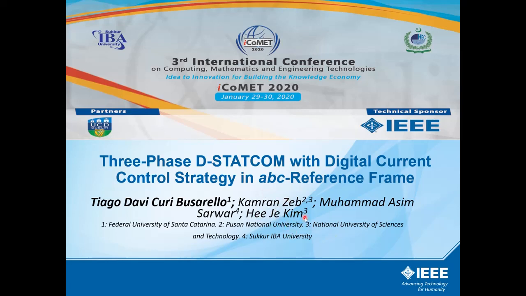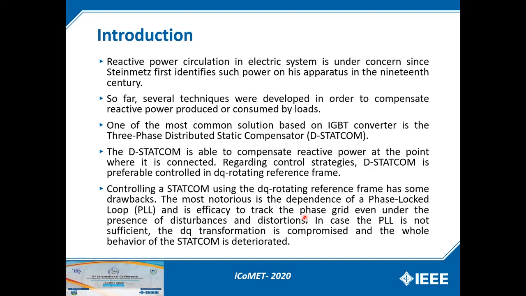in South Korea and Pakistan. Introduction. Reactive power circulation in the electrical system has been a concern since Steinmetz first identified such power on his apparatus in the 19th century, and so far the circulation of reactive power in the electrical system is kind of complicated because you may draw back your system, you may deteriorate your power factor, so reactive power circulating in the system is actually unnecessary. And a lot of solutions were developed along the last decades in order to compensate reactive power produced or consumed by loads.